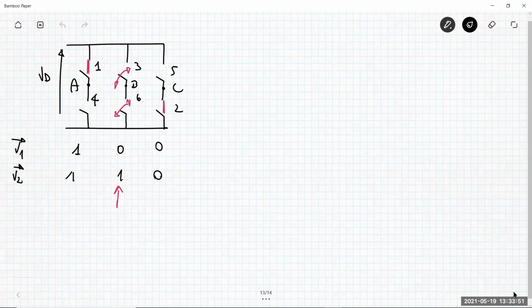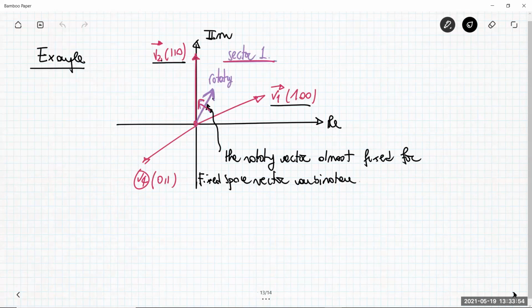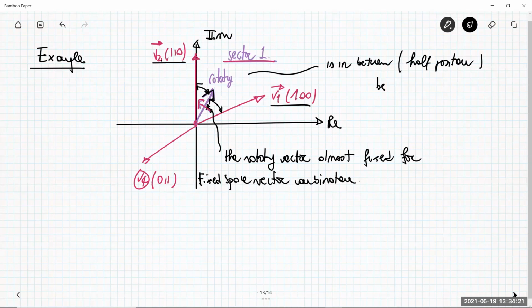Let's suppose that I am in the specific situation in which the rotating vector is halfway between V1 and V2. So the angle here is the same as the angle you have here. It is an example, okay? So this rotating vector is in the half position between V1 and V2.